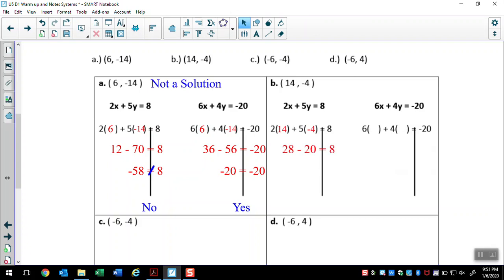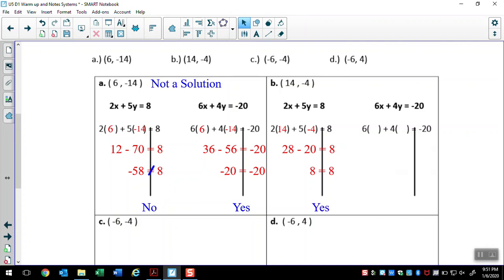28 minus 20 should equal 8. So let's check, and it does. 8 does equal 8. So in this case, 14, -4 does work in this equation. Now we need to come over and check it in this one.